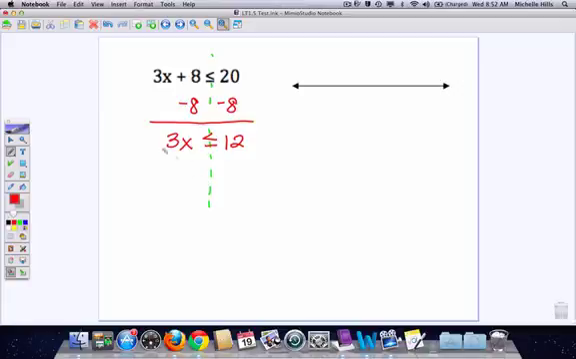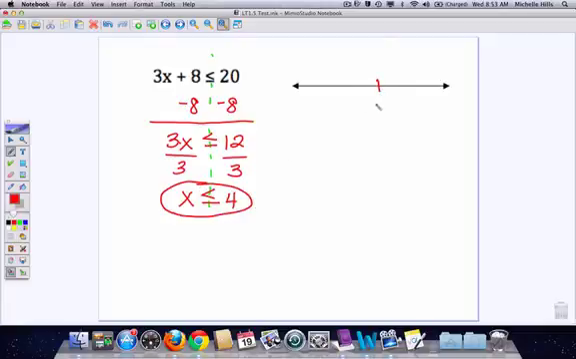At this point, I have a single variable term on the left and a single constant term on the right. So to isolate the variable, since it's being multiplied by 3, I would divide both sides by 3. Once again, I'm dividing both sides by a positive number. Even if this 12 was negative, the thing that I'm dividing by is positive 3. So the inequality symbol stays the same, and 12 divided by 3 is positive 4.